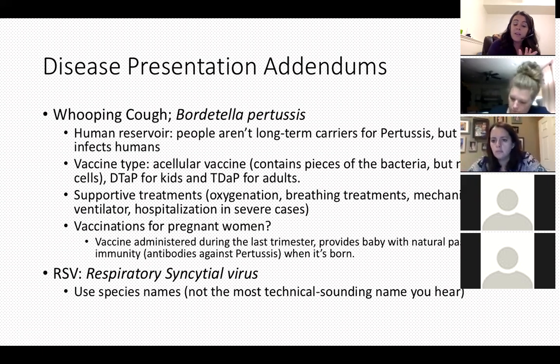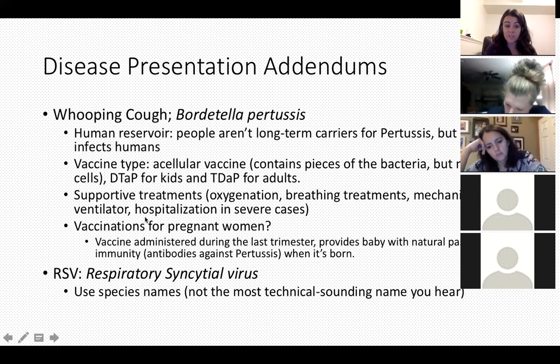So for RSV, it's respiratory syncytial virus, and again, just a reminder, use the species name for that, not the most technical sounding name. Okay.